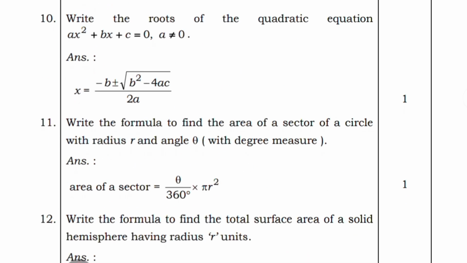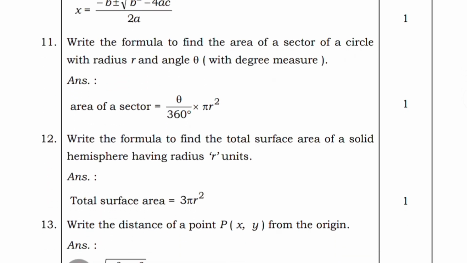Write the roots of the quadratic equation. This is a twisted question, I think, because here they have directly asked you to write the roots of the quadratic equation. They have not asked for the formula purposely, but you should write the roots because they have given the general form ax square plus bx plus c is equal to 0, where a is not equal to 0. So it will be Sridharacharya's formula, x is equal to minus b plus or minus under root b square minus 4ac, divided by 2a.